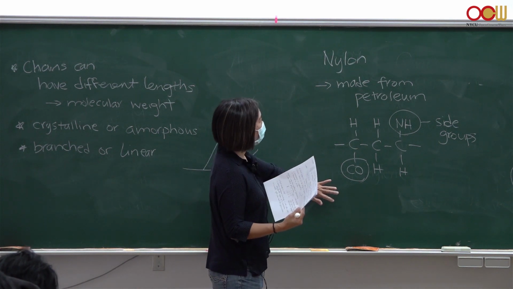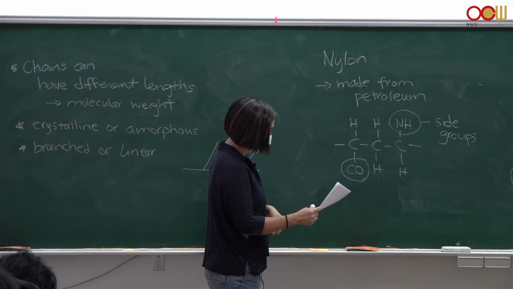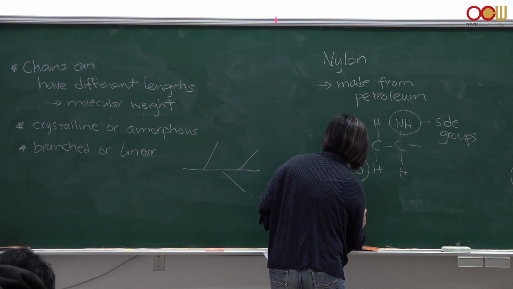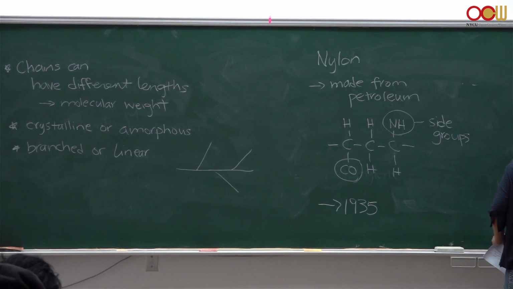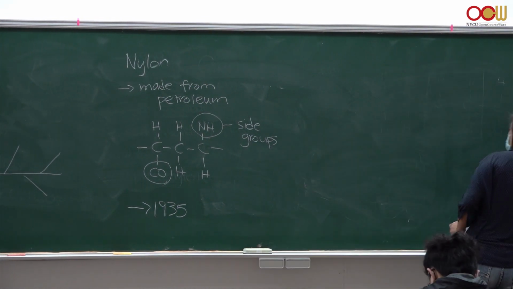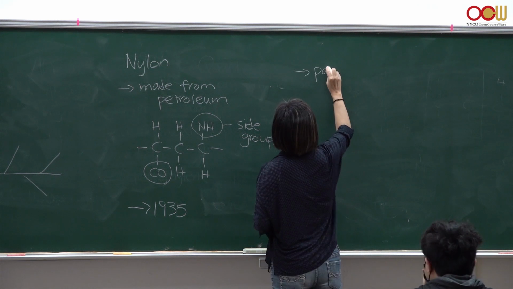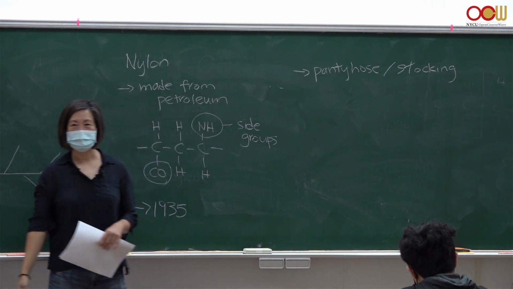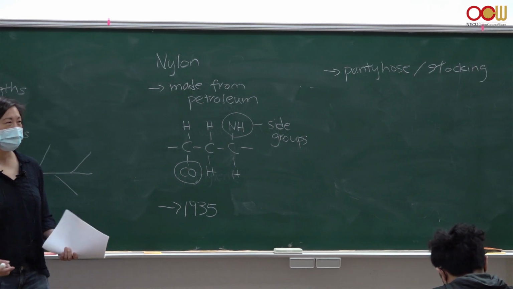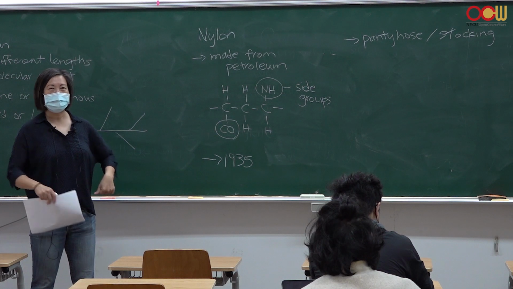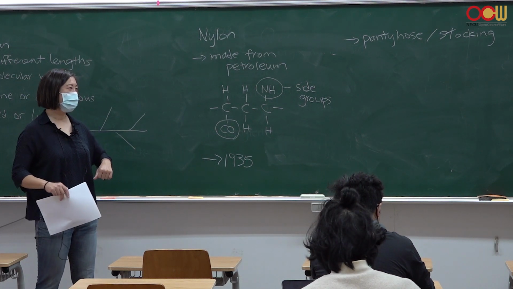And so we have so much control, and nylon is one of the ones that was made. It was first made in 1935, so a long time ago. And one of the most popular applications of nylon was for pantyhose or stockings. I don't know what you call it in Chinese, but do you know stockings and pantyhose? You know what those are? Things that you wear on your legs a lot of times.